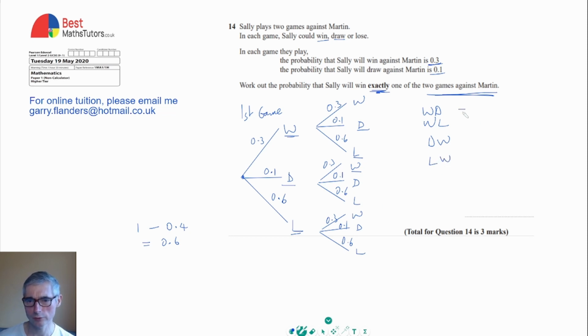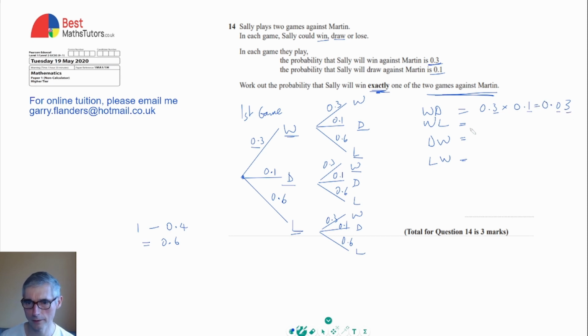So we can work out each one of these probabilities, or each one of these outcomes that we've written down here. So the probability of going win draw would be 0.3 times 0.1, and because we're on a non-calculator paper we need to be able to do this manually. So we can just say, well, 3 times 1 is 3, and then make sure we have as many digits after the decimal point in the answer as in the question. So we've got 2 digits after the decimal point, so we're going to make sure we've got the same in the answer. So I've got the 0 and the 3 after the decimal point there.